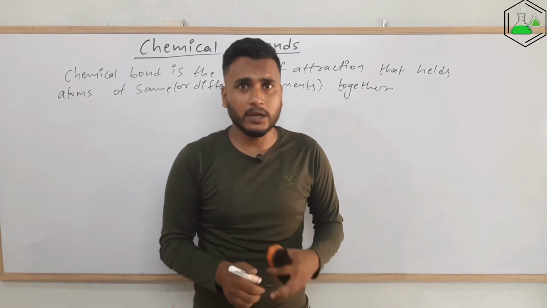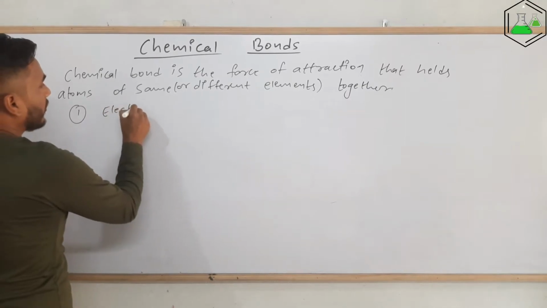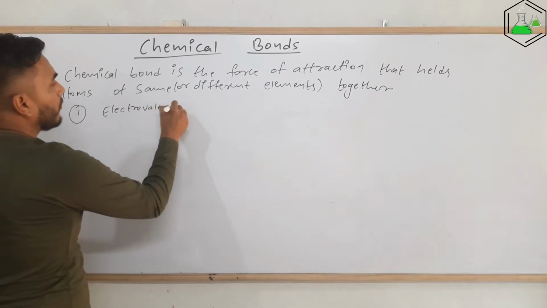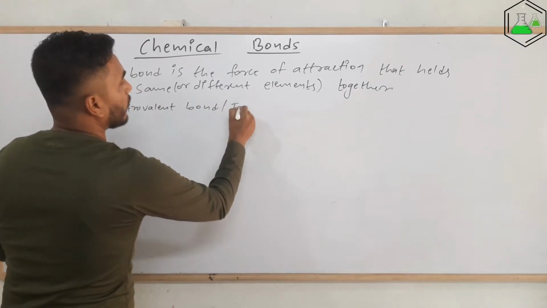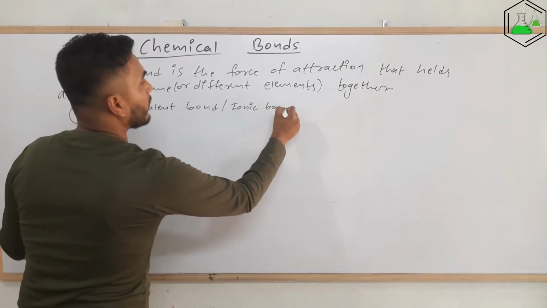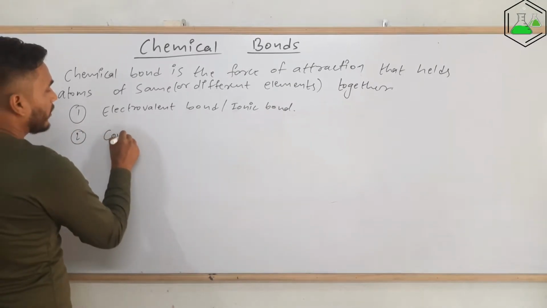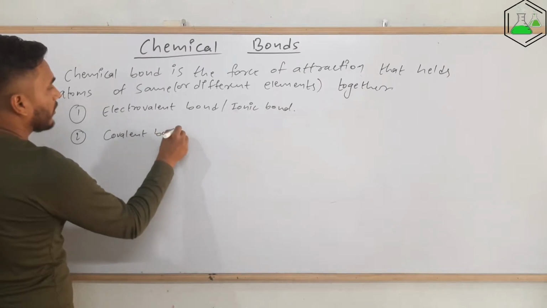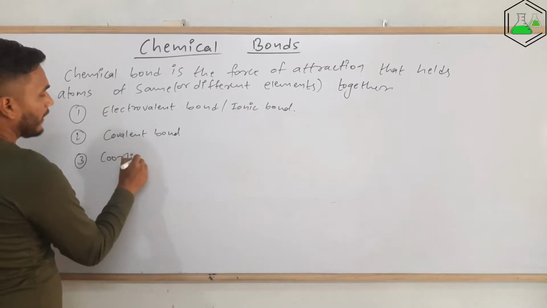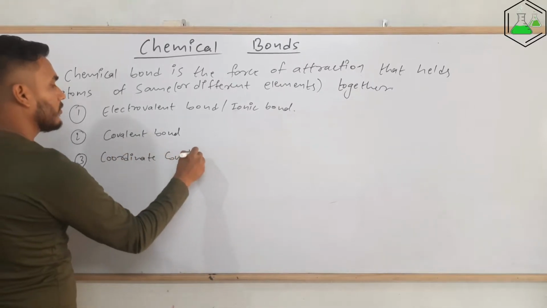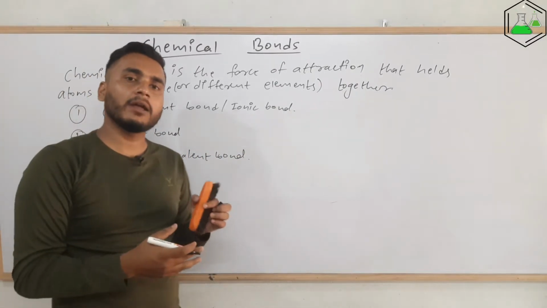There are different types of chemical bond, okay? The first one is electrovalent bond. This is also called ionic bond. And this is formed by complete transference of electron. Another one is covalent bond, and the third one is coordinate covalent bond. We will understand about each of them one by one in my upcoming videos.